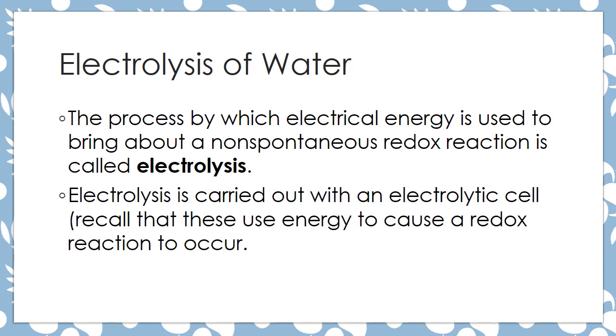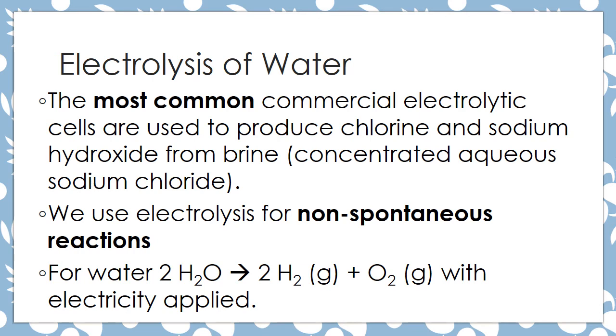But electrolysis is carried out against the flow. These are non-spontaneous reactions. We're going backwards, so we have to put energy in. Electrolysis is carried out in an electrolytic cell, one that uses energy to cause a redox reaction to occur the way it doesn't want to. So that's it for the water one. I just wanted to let you know that I could turn water into hydrogen and oxygen by electrolysis.